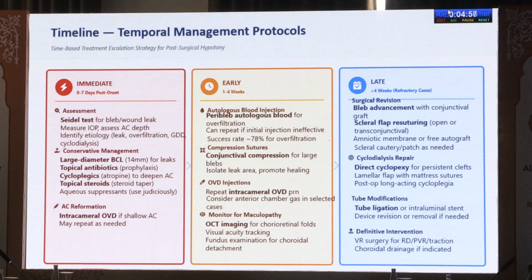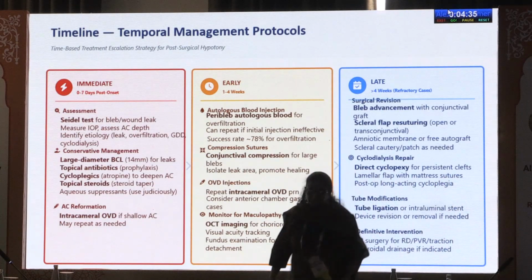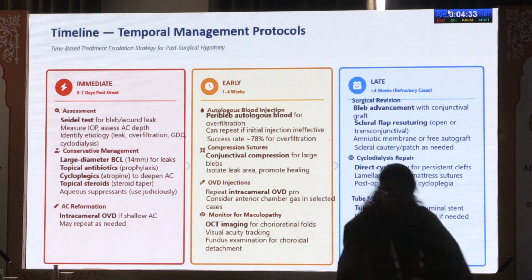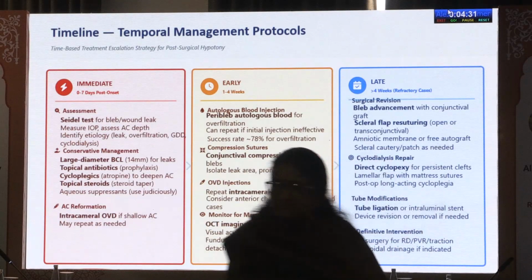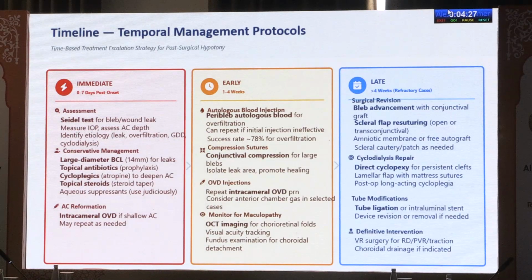And another temporizing measure could be to fill the AC with an OVD so that it reduces the aqueous flow till the leak either heals by itself or the flow through the leak comes down, or even early cyclodialysis clefts close by themselves. Early management would be when these emergency managements fail, and they could include a repair like a conjunctival compression suture, more long-standing OVDs, or even collapsing the bleb so that the filtration is reduced.